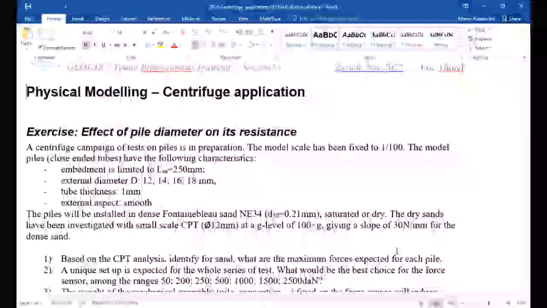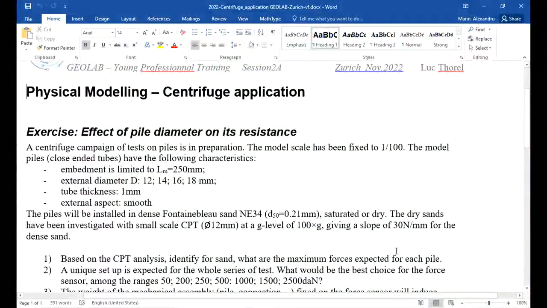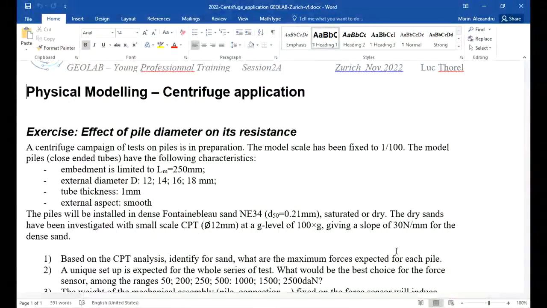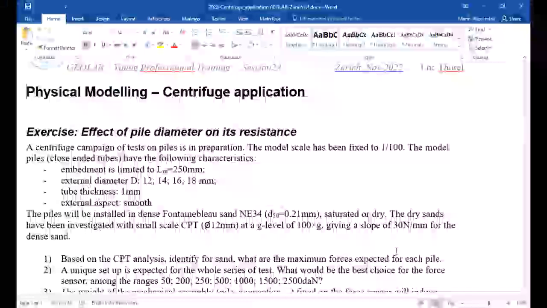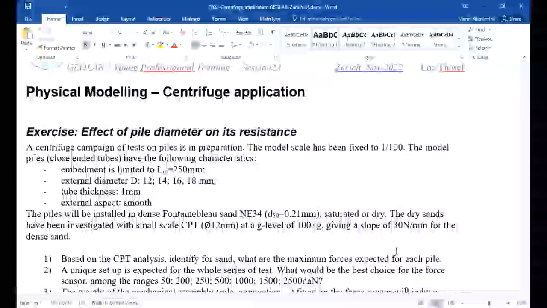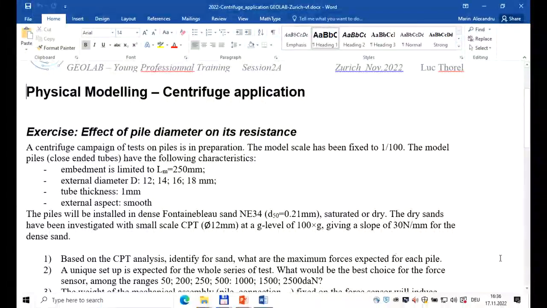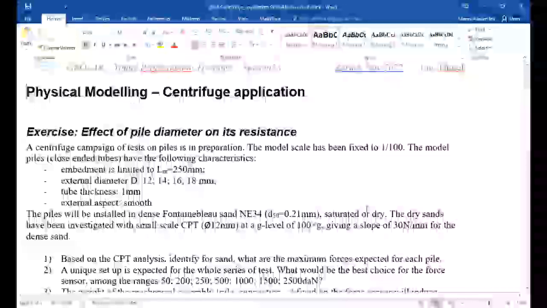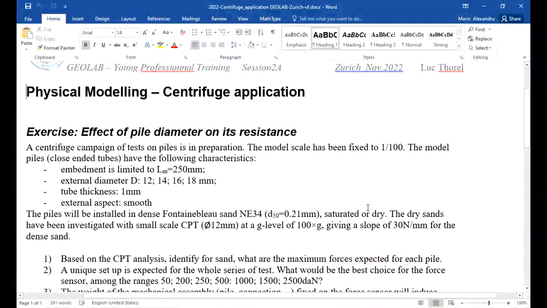If I want to perform an experiment on this type of pile, I want to measure the force. So what will be the range of the sensor? So that's the second question. And for that, I have to try to identify the maximum force based on the CPT. So do you want to think about that, or?